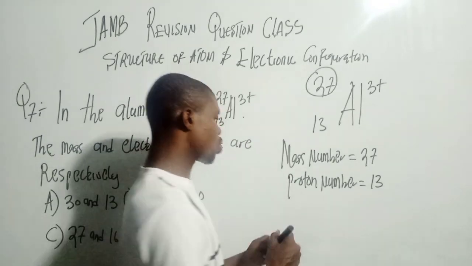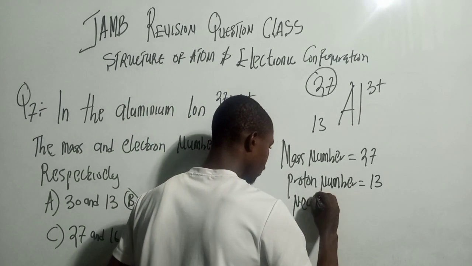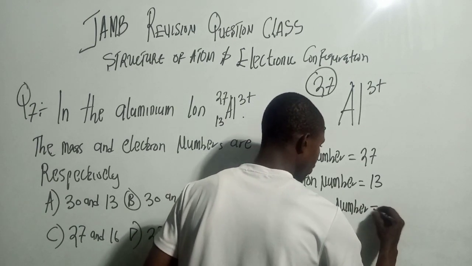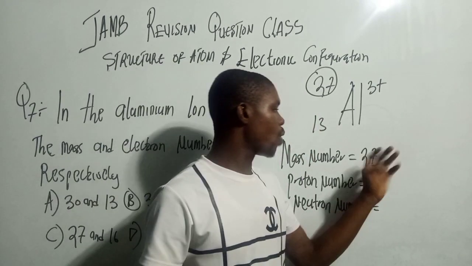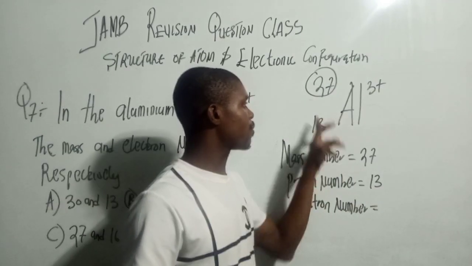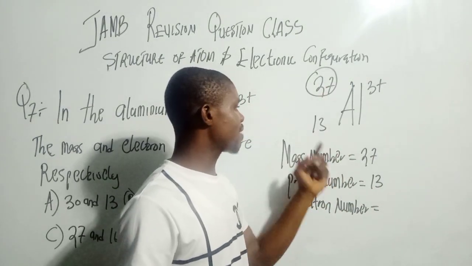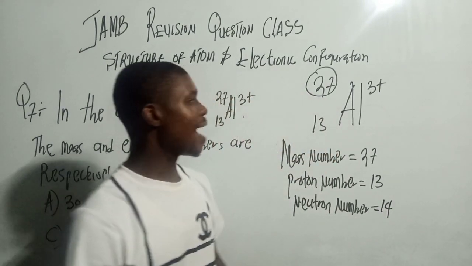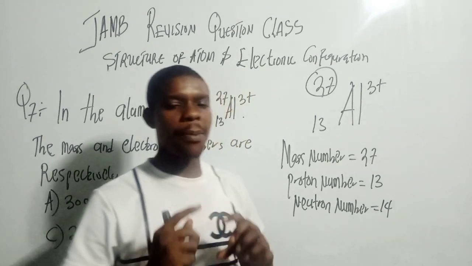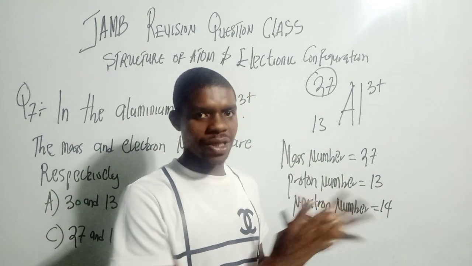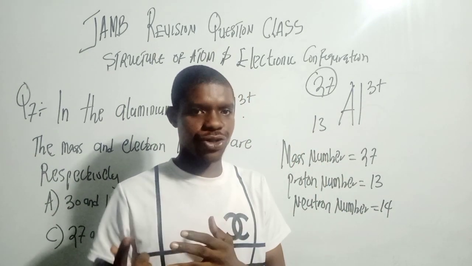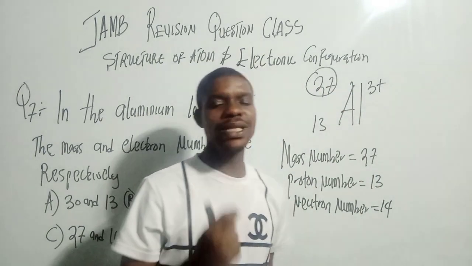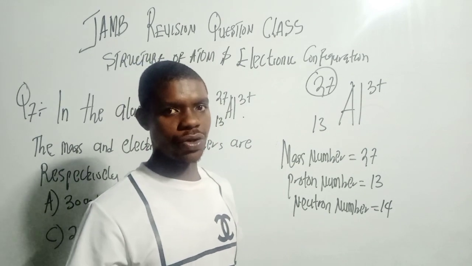Now, in case they ask you what is the neutron number? Neutron number is what you get when you subtract the proton number from the mass number. So 27 minus 13 is 14. Do you get that? Now, how do I get my electron number? When it comes to ions, you can either gain or lose electrons. So whenever you see an ion with a positive charge, it means that it has lost electrons.